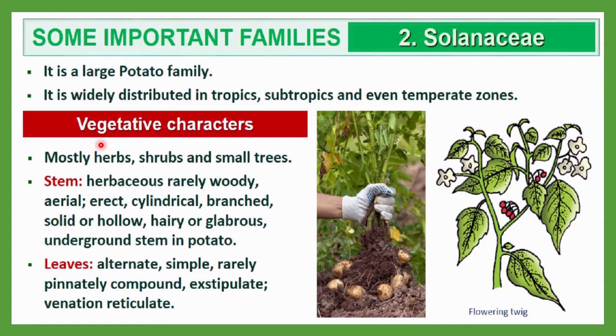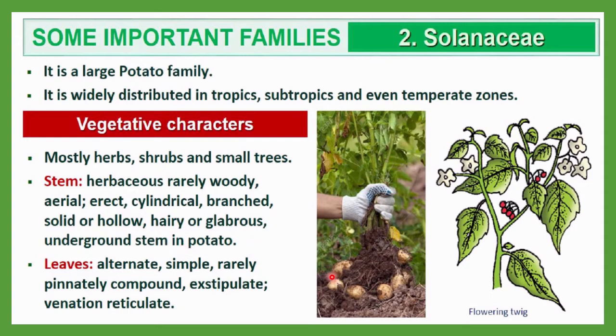Now next we will discuss vegetative characters. Mostly they are herbs, shrubs, and small trees. The stem is herbaceous, rarely woody, and aerial, erect, cylindrical. Then branch, you can see this is branched. Solid or hollow, hairy or glabrous. Underground stem in the case of a potato.